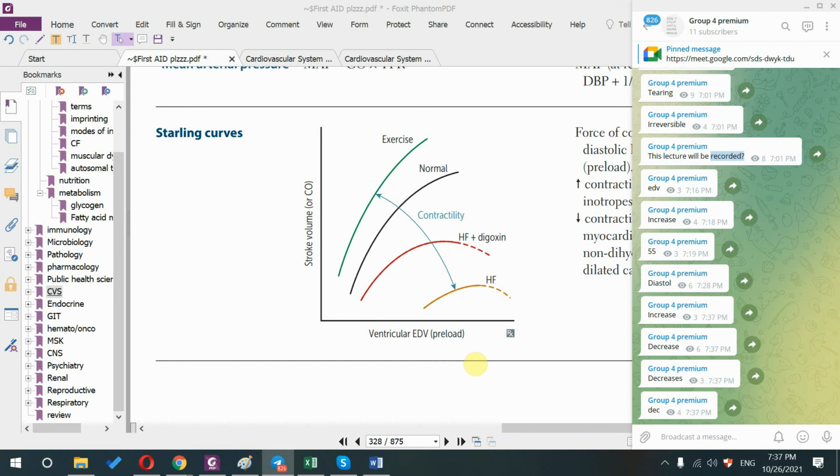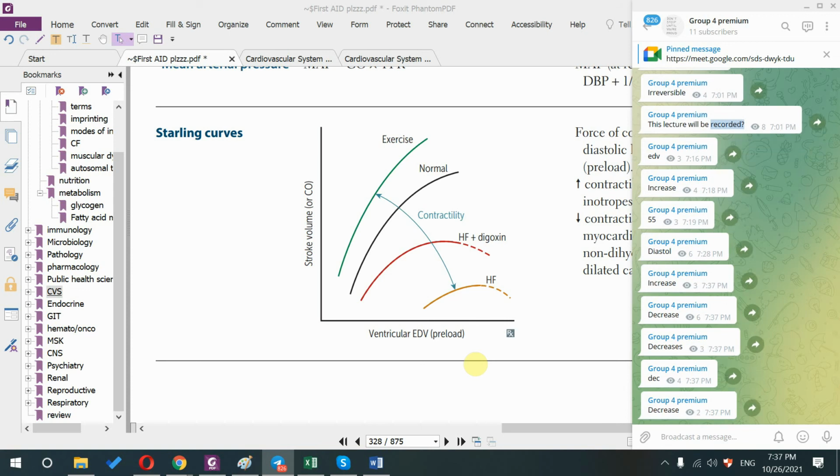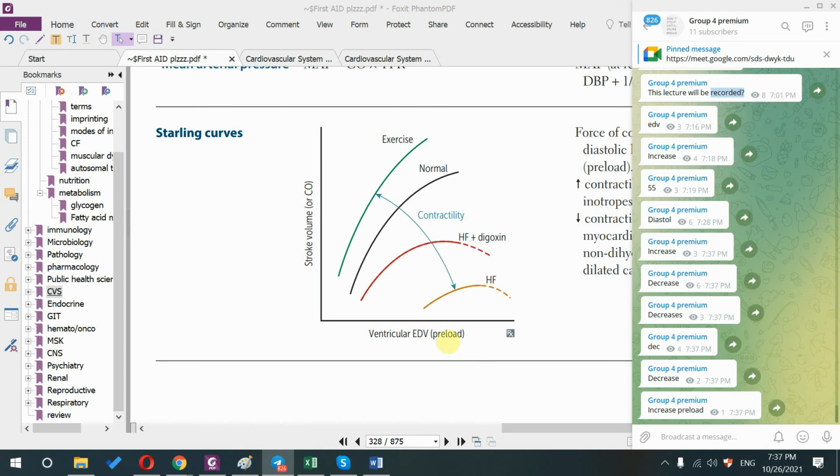So, someone has normal contractility. Now he has heart failure. What will happen to the contractility? Yes, the contractility will go down. So if you cannot contract the heart, you cannot push the blood out of it. If you cannot push the blood out of it, the preload will go up or down? Increase the preload. So yes, it will shift to the right.